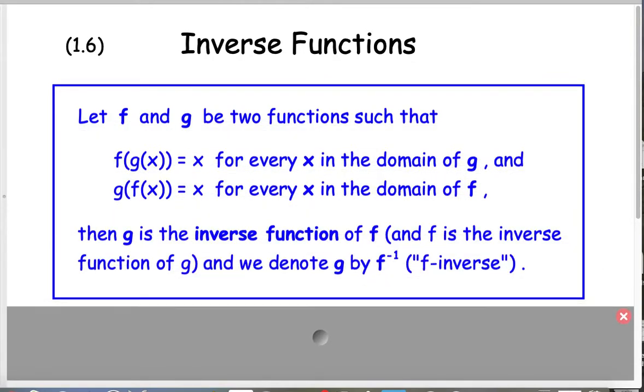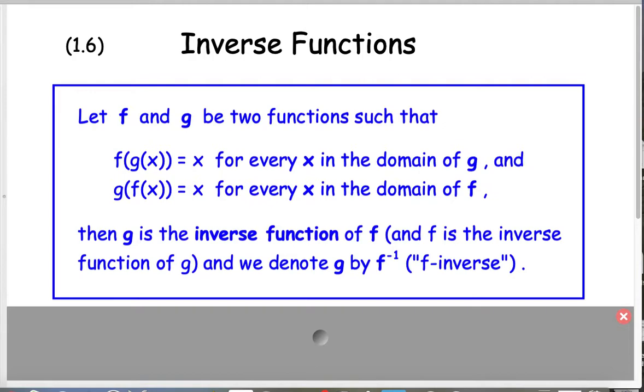So here's a formal definition for you. If f and g are two functions, and f of g of x equals x, and g of f of x equals x, for every x in the domain of each of those, then we say g is the inverse function of f, and we can actually say vice versa, f is the inverse function of g, and we denote g by f, and then it's a little negative 1.